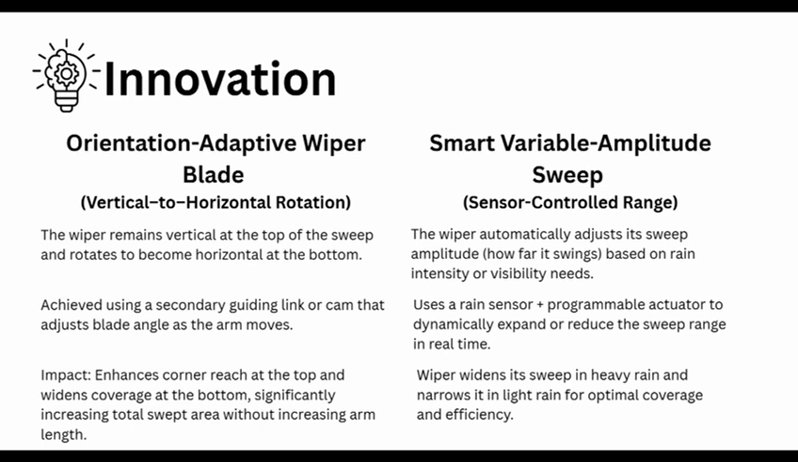Our second concept is a smart variable amplitude sweep. This is a sensor control system that would adjust the wiper's swing amplitude based on rain intensity. A full sweep for heavy rain or a narrower, more efficient sweep for lighter rain. These concepts show a clear path forward, moving from a reliable kinematic solution to an intelligent adaptive system.